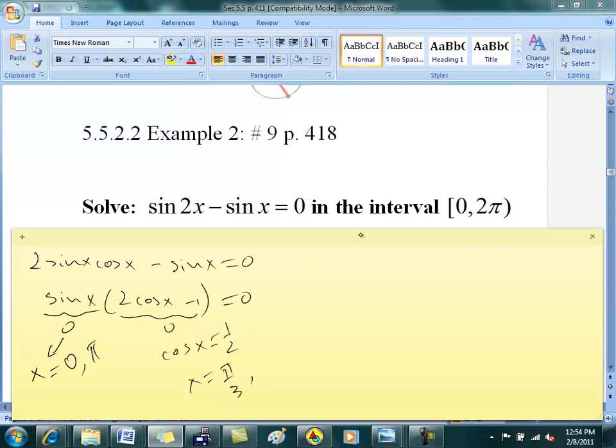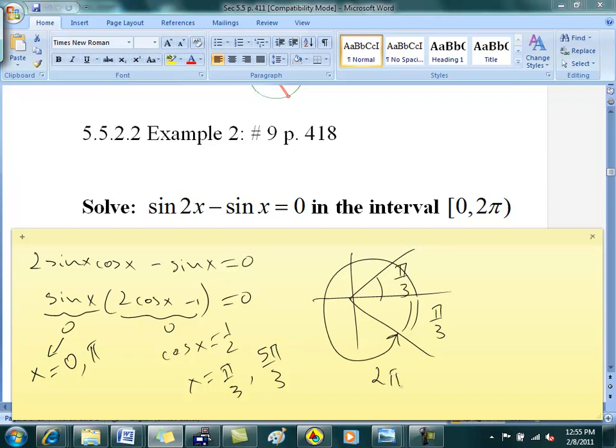Layla? Anybody? Yeah. 5 pi over 3, because it's got to be in Q4, right? You guys want me to draw this out for you? Are you guys okay on this? You want to draw it out? Yeah? Okay, so there are two answers. One's here, and that's pi over 3. The other one is in Q4, where this is a reference angle, and that's pi over 3. So the angle you want is this guy, which is 2 pi minus pi over 3, which gives you that. Okay? All right, you guys with me on this? Is everybody okay? Yeah?